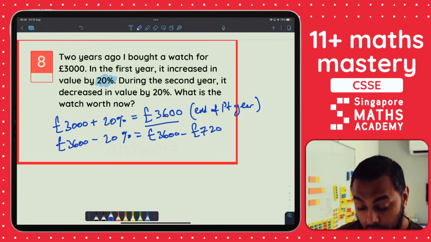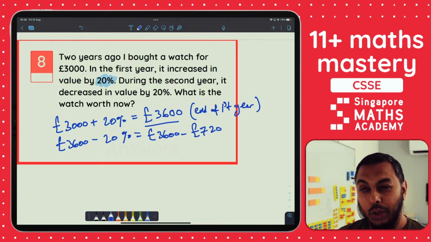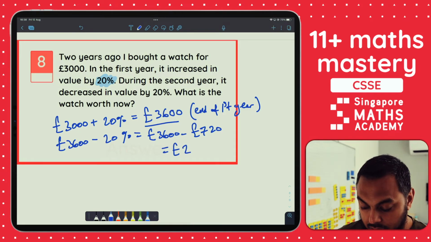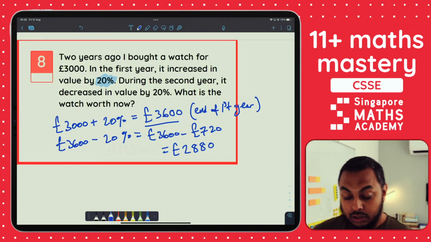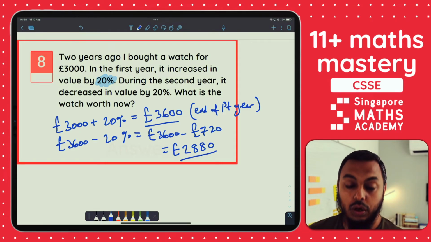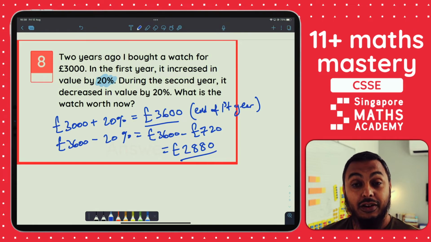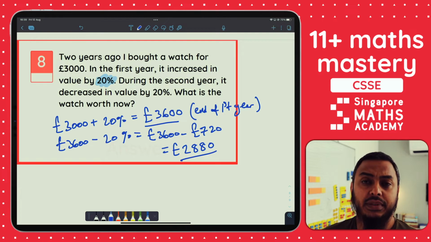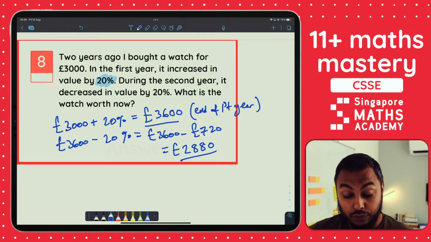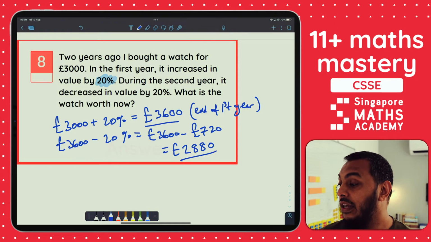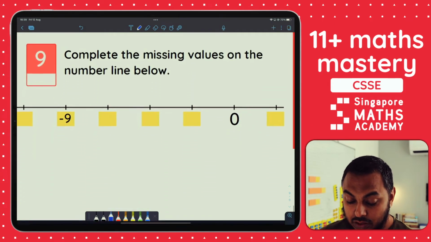So what we're going to do is 3,600 take away 720. 3,600 take away 600 is going to be 3,000. Take away another 100, 2,900. Take away 20, 2,880 pounds is what we're looking for. So that's going to be the new figure, right? The new value of this watch after being increased by 20% of the price. It's worth 3,600. Then it reduces by 20% of the new value, which is 2,880 pounds at the end. Our final question is question 9.